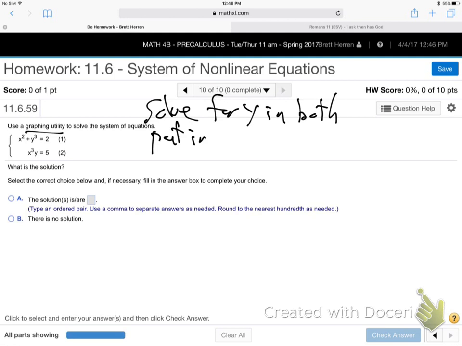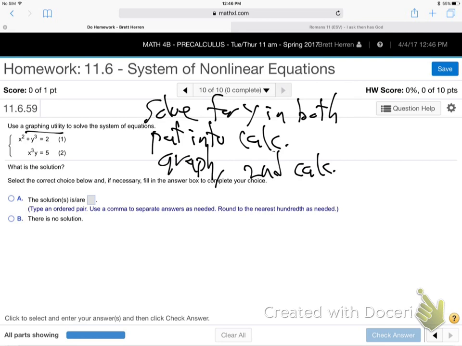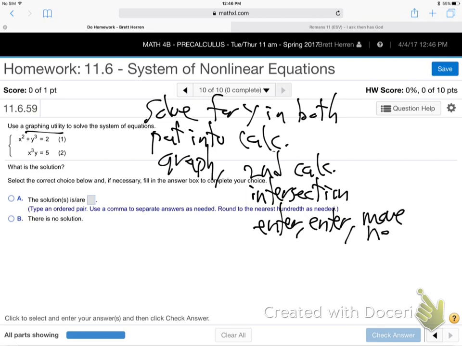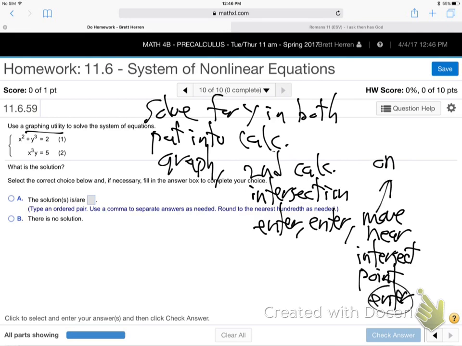Put them into the calculator and graph, and then hit enter. After you graph, you hit second, calculate, and then choose intersection. And usually, you can just hit enter, enter, and then move near the intersect point and hit enter. Move on to the correct branch.